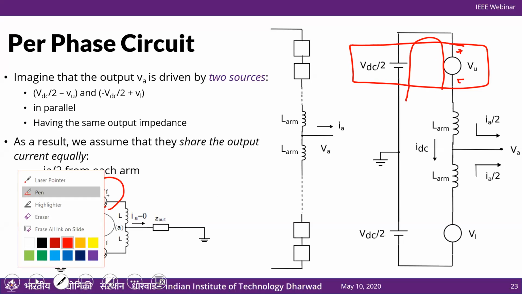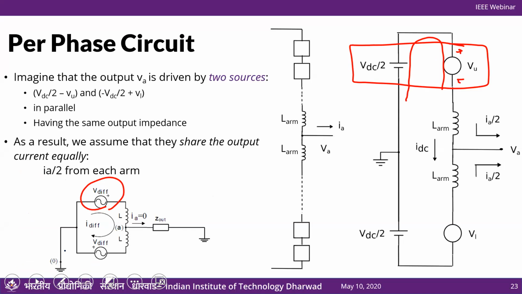Let me see if I can change the color here. I'm going to take this source and this split DC bus, and I'm going to put that as a second source here. Now they're indicated as AC, but remember that they are AC plus DC. We'll worry about that later. So essentially we have done that.